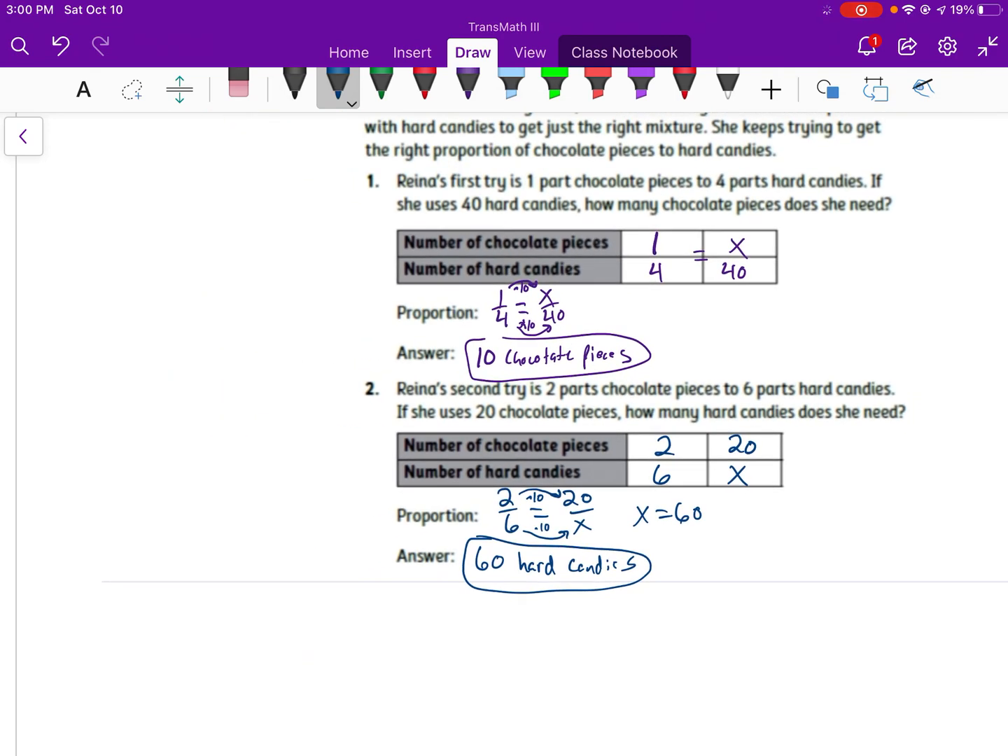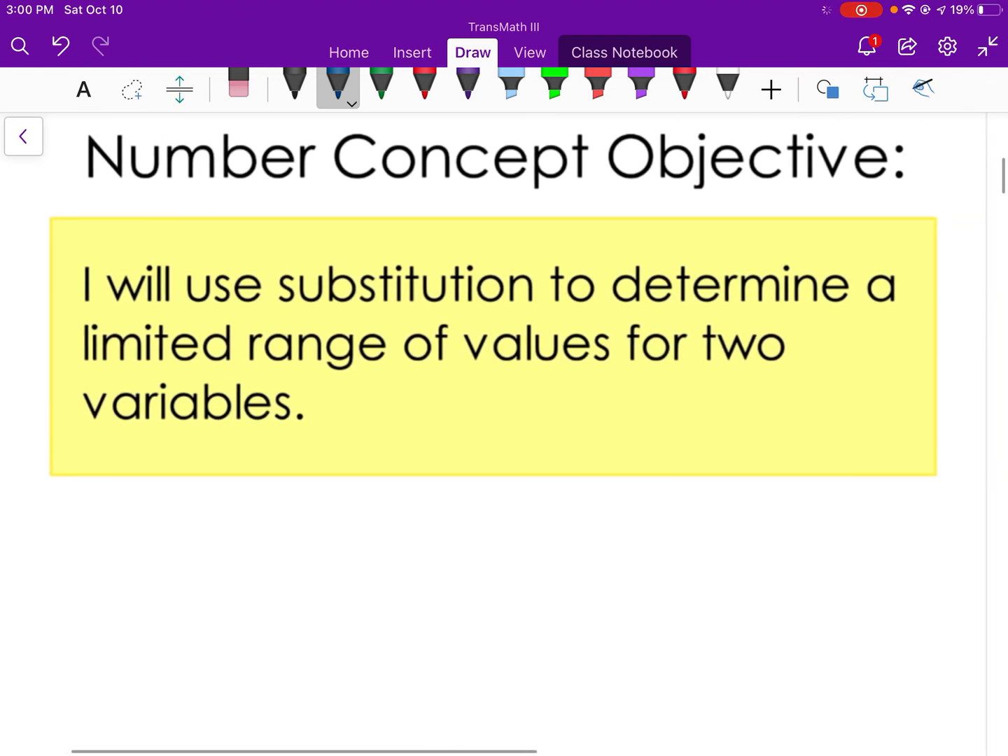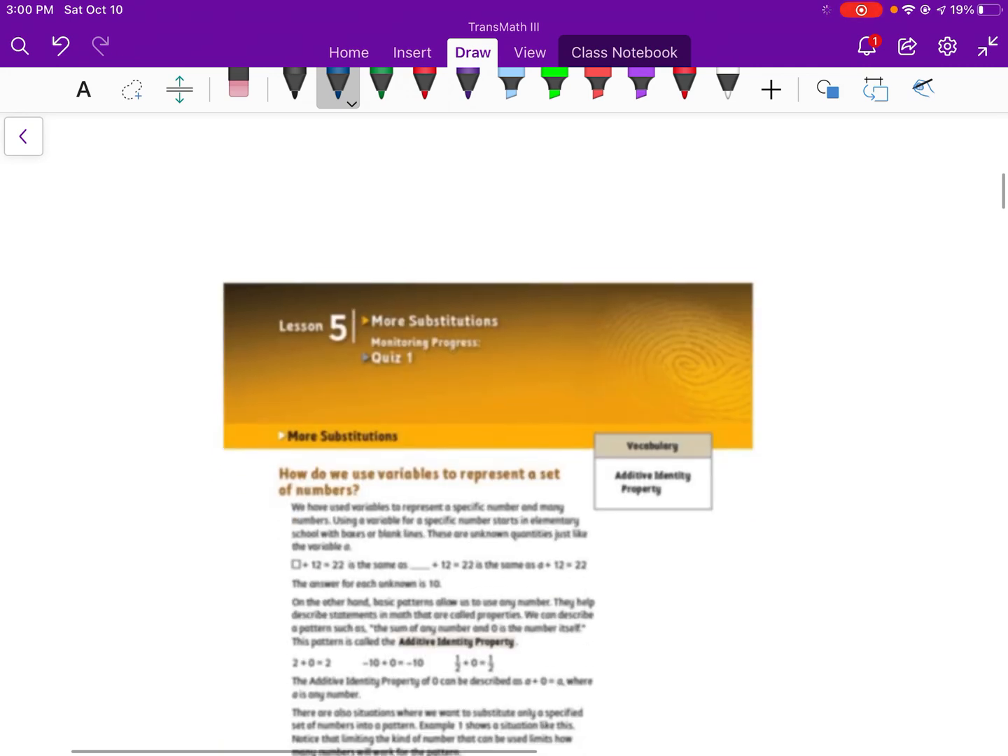All right, there's skills maintenance for today. Now, our objective for today: use substitution to determine a limited range of values for 2 variables.